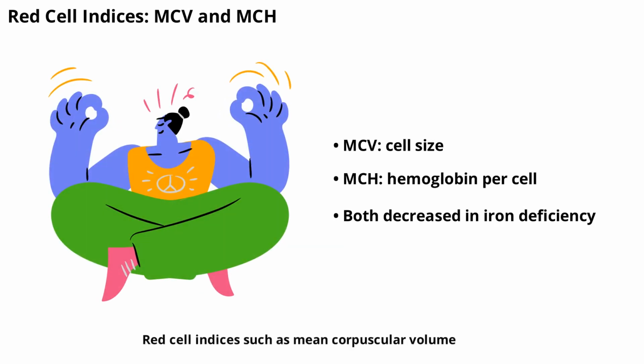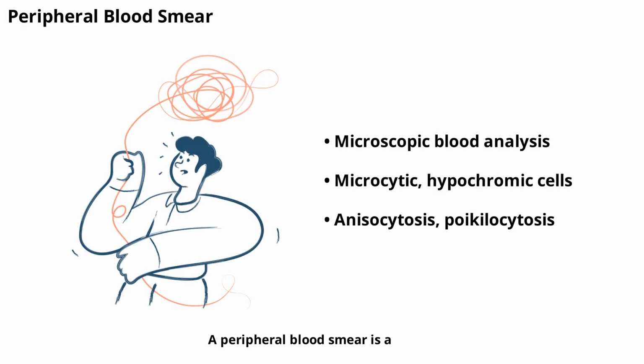Red cell indices, such as mean corpuscular volume, MCV, and mean corpuscular hemoglobin, MCH, provide further insight into the nature of anemia. In iron deficiency anemia, MCV is usually low, indicating smaller than normal red blood cells, while MCH is also reduced, reflecting less hemoglobin per cell. These findings help differentiate iron deficiency anemia from other types of anemia, such as those caused by vitamin B12 or folate deficiency.